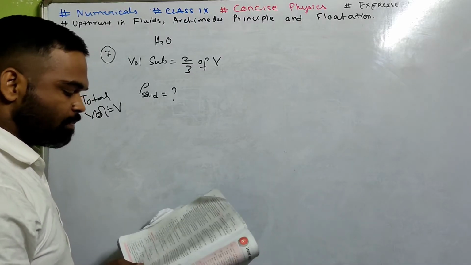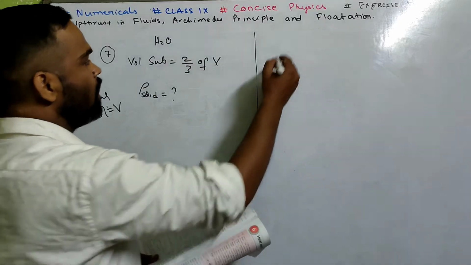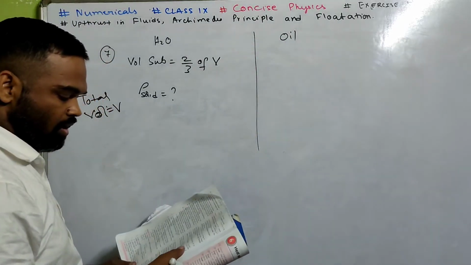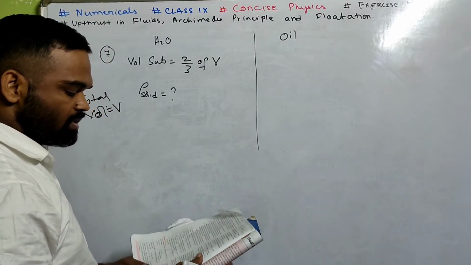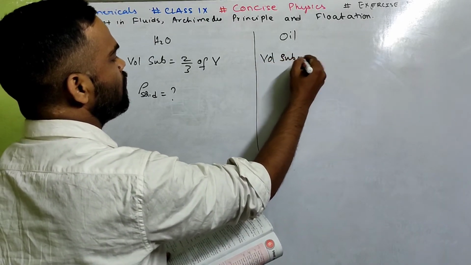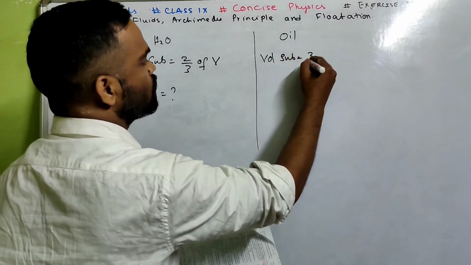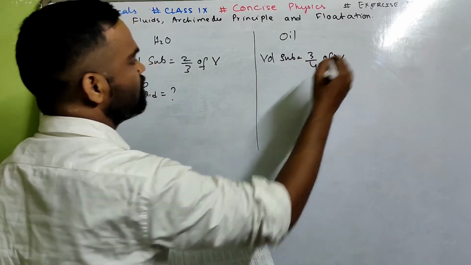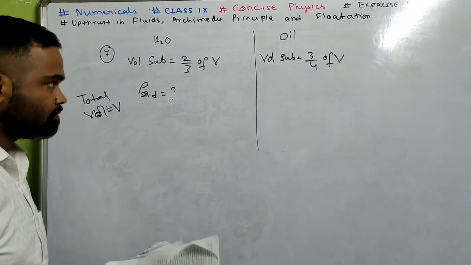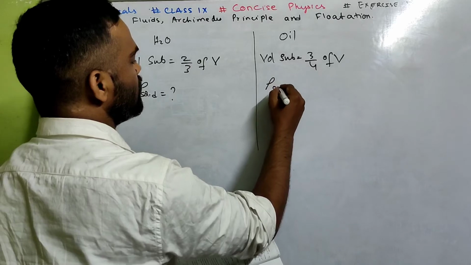And when the same block is placed in oil, 3/4 of its volume is immersed. So volume submerged inside oil is 3/4 of capital V. Done. And they have asked to calculate the density of oil.